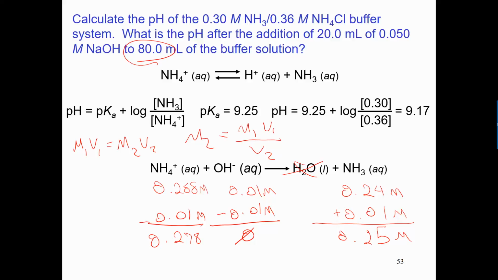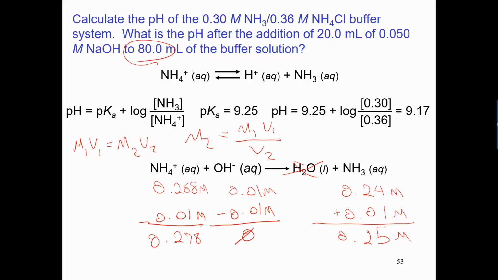Our pK doesn't change with the new molarities? No, it's a constant. Your Ka doesn't change. The only things that change are the concentration of the acid and the concentration of the base, based on how much hydroxide you added. So what's the new pH here? 9.21. So it went from 9.17 to 9.21.